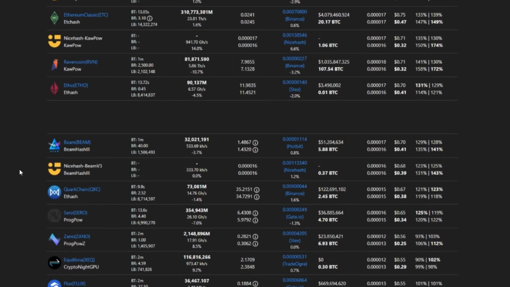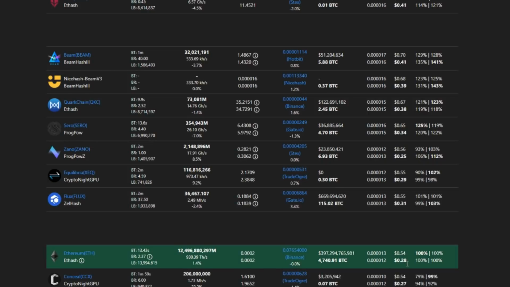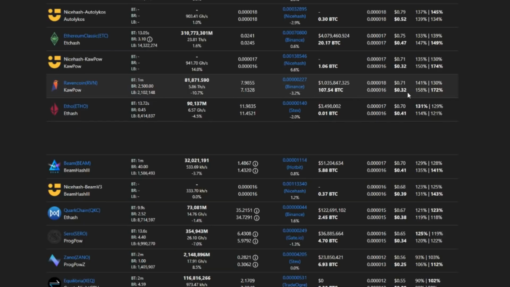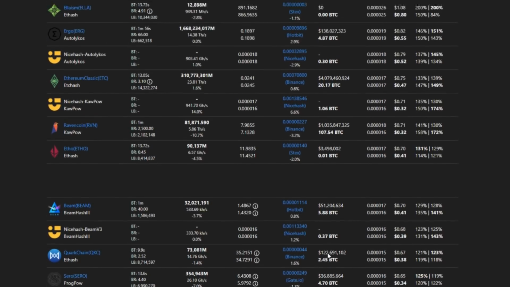So it looks like Ethereum is down to 28 cents per day, where we have Ravencoin is sitting at 32 cents, 71 cents before power, 54 cents before power. We are more profitable than some coins that are above us. But keep in mind, Ethereum is a fairly efficient coin.